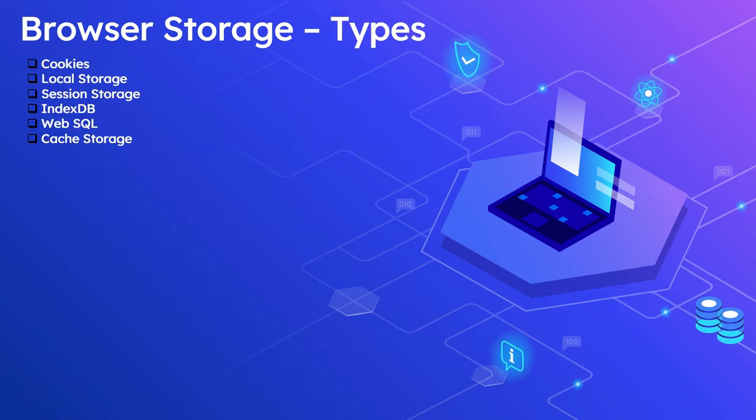Let us now see the different types of browser storage. The first one is cookies, then local storage, session storage. These two are part of the web storage API. Then IndexedDB, Web SQL, then cache storage. The first one is cookies.